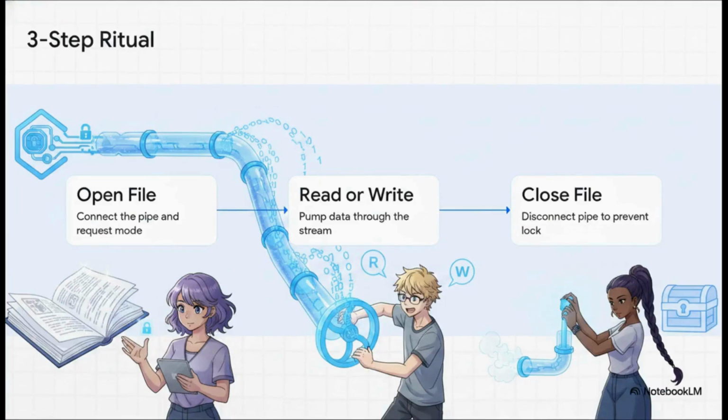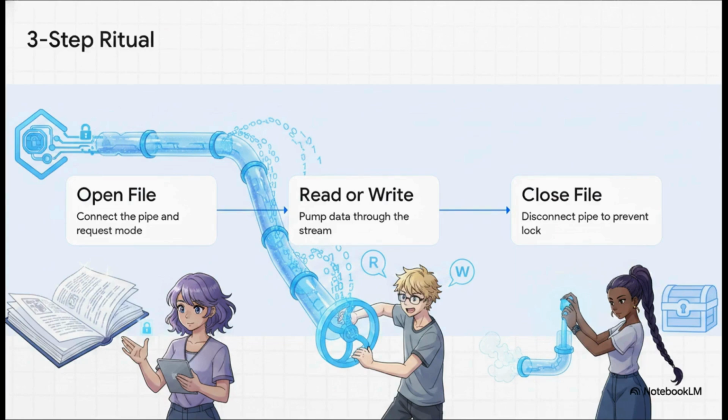Because we're dealing with this physical pipeline connection to the operating system, there is a mandatory three-step ritual. And I mean mandatory. Absolutely every programming language must strictly follow this. Step 1, open the file. This connects the pipe and requests a specific mode, like read, write, or append. Step 2, read or write. This is the pumping phase, where you actually push the data, the characters, the lines, the raw binary bytes, through the pipe. And finally, step 3, close the file.